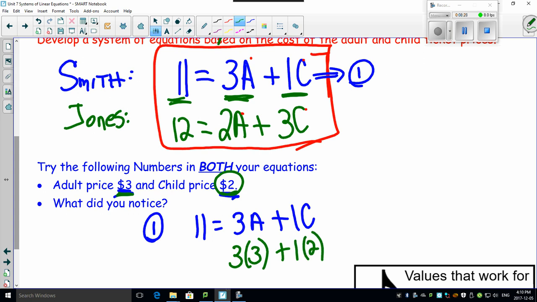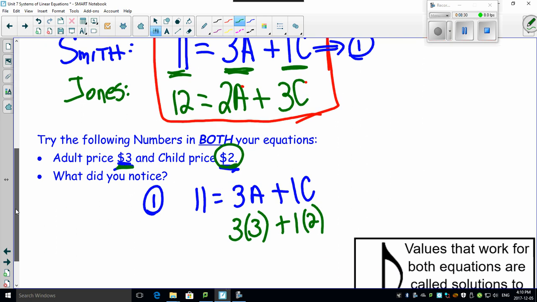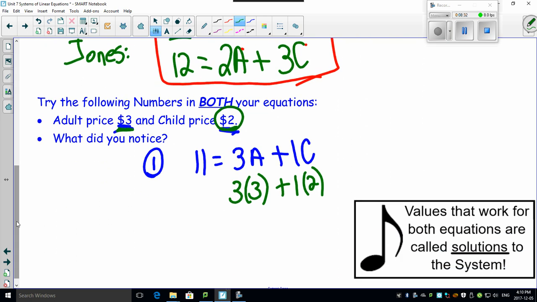Now, look at this. If you actually multiply them out, 3 times 3 is 9, plus 1 times 2 is 2, and look at that. You actually end up with 11. You actually get the price that he paid.